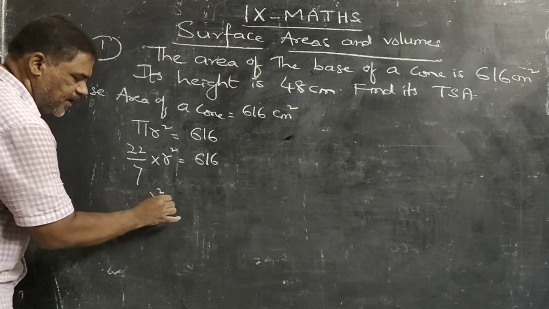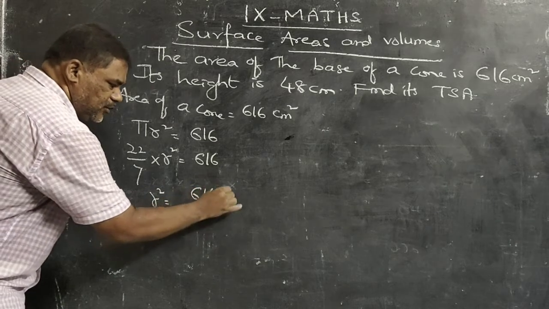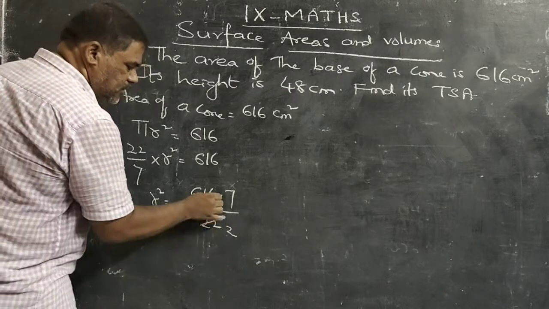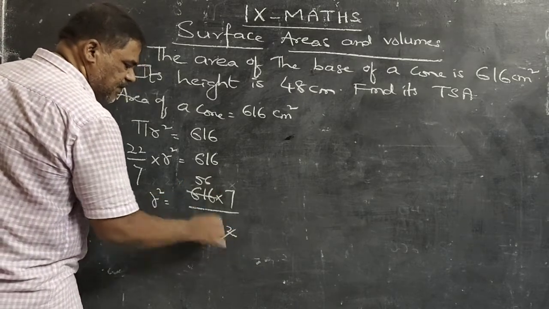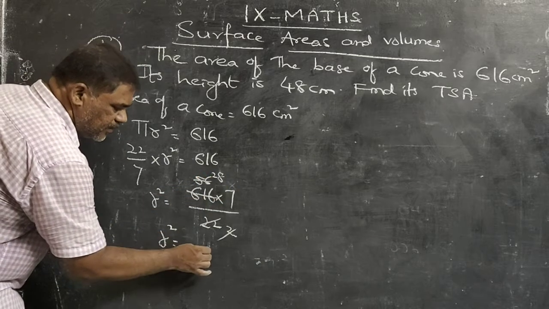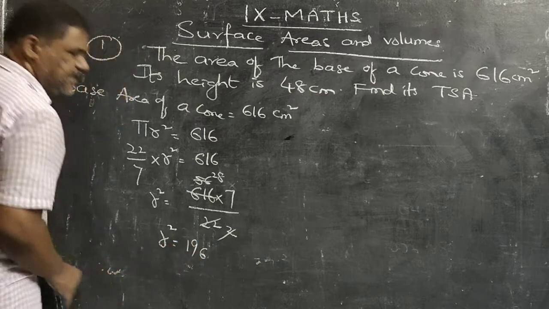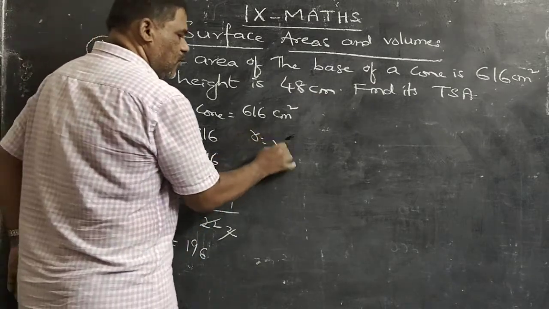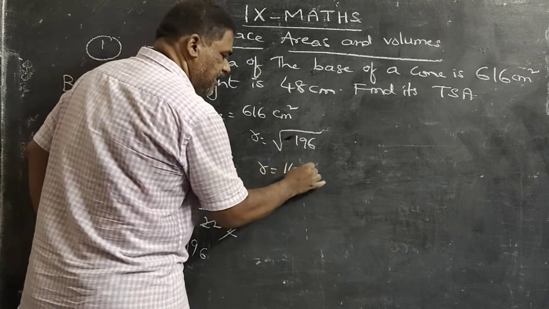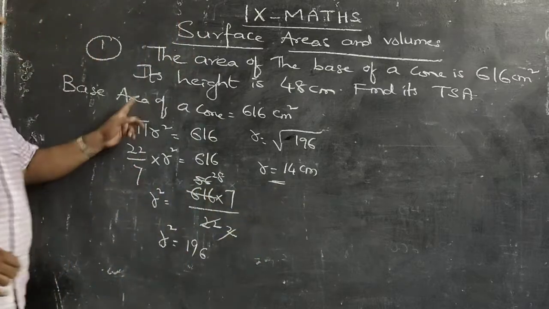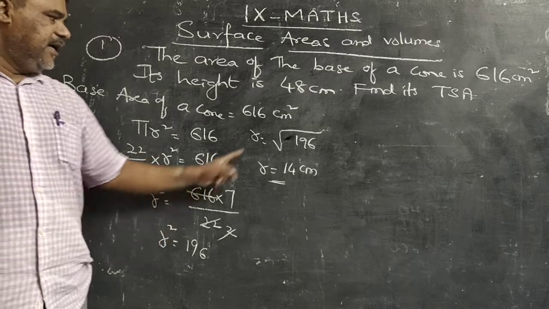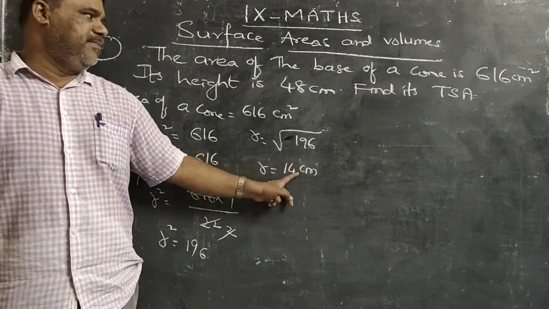Let us write r square as the subject: 616 into 7 by 22. Let us use the 11 table: 11 2s are 22, 11 28s are 308. So r square is equal to 196. So r is equal to square root of 196. That is, r value is 14 centimeters. So using the base area of the cone, pi r square is equal to 616, we got the radius of the base, that is 14 centimeters.